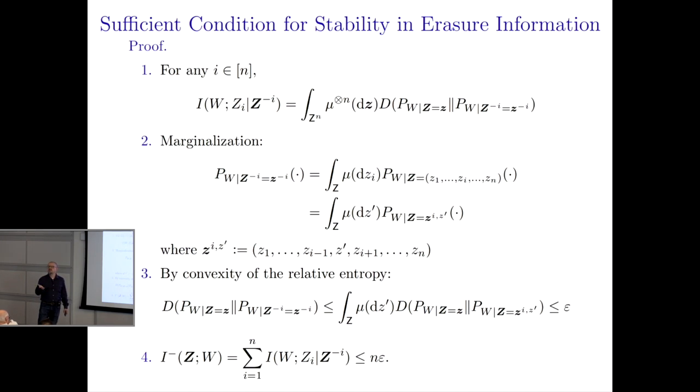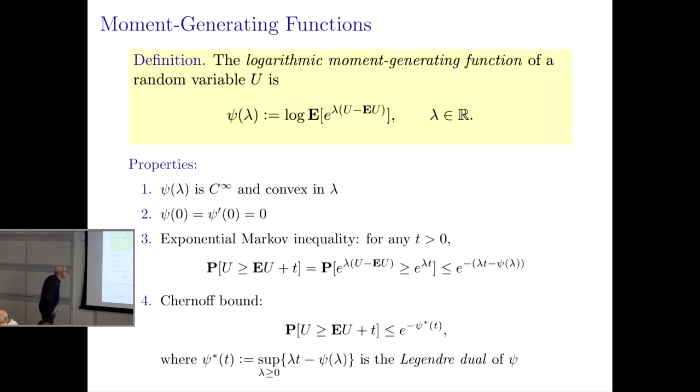Here, we want to say something a bit more sophisticated, so we don't want to assume boundedness. So now this is where concentration comes in. Let's see. So we have a random variable u, which is real valued and has a mean, which we assume exists. We define the logarithmic moment generating function, also known as the cumulant generating function.